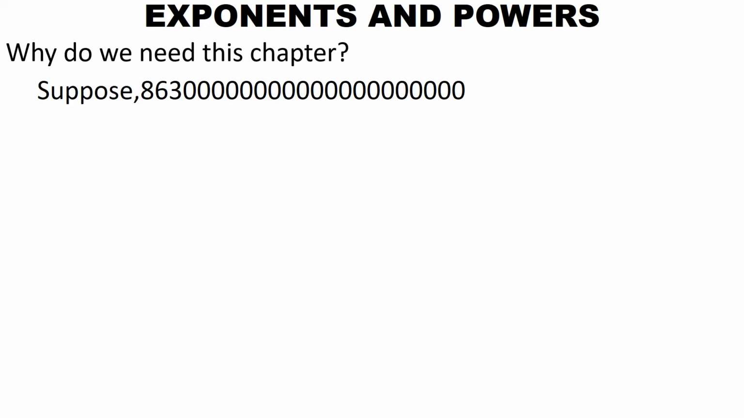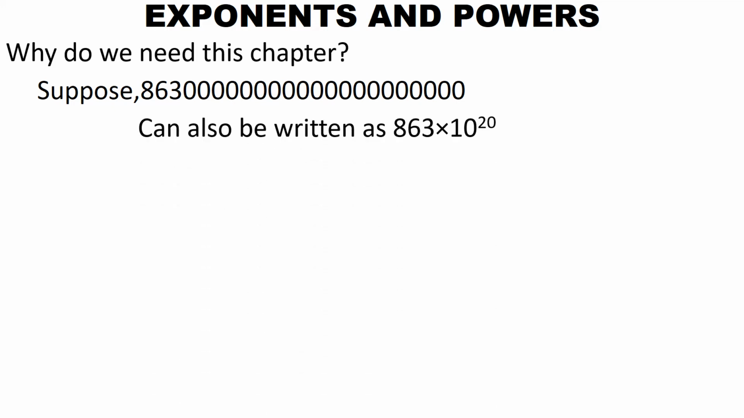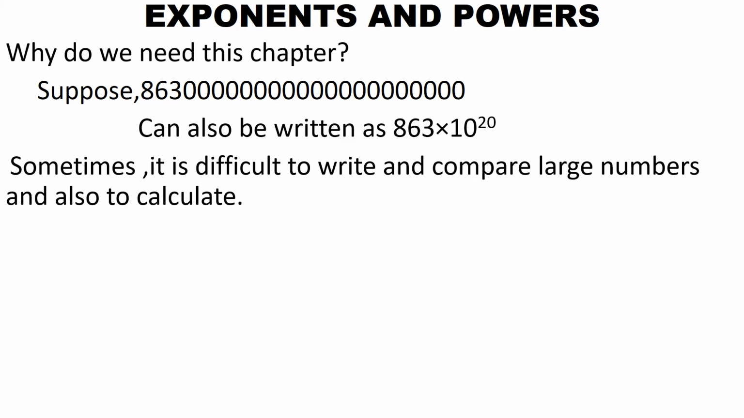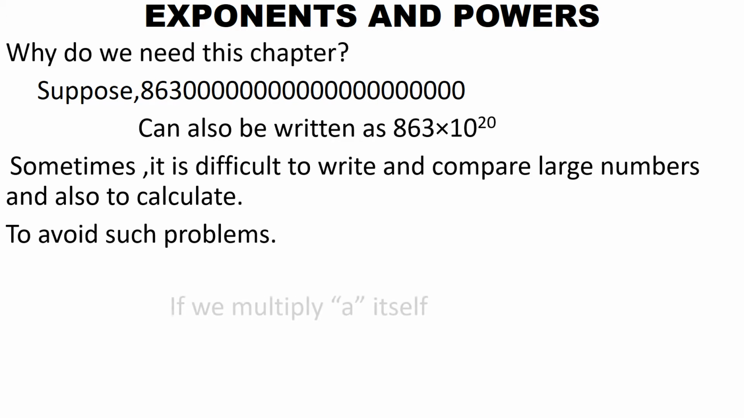In this video, I'm going to teach exponents and powers. First, why do we need this chapter? Suppose a number 863,000, so there are many zeros, right? It can also be written as 863 into 10 power 20. There are 20 zeros. I made it a little short. So this is the use of exponents and powers. A number which is difficult to write and compare, large numbers, and also to calculate. To avoid such problems, we use exponents and powers.